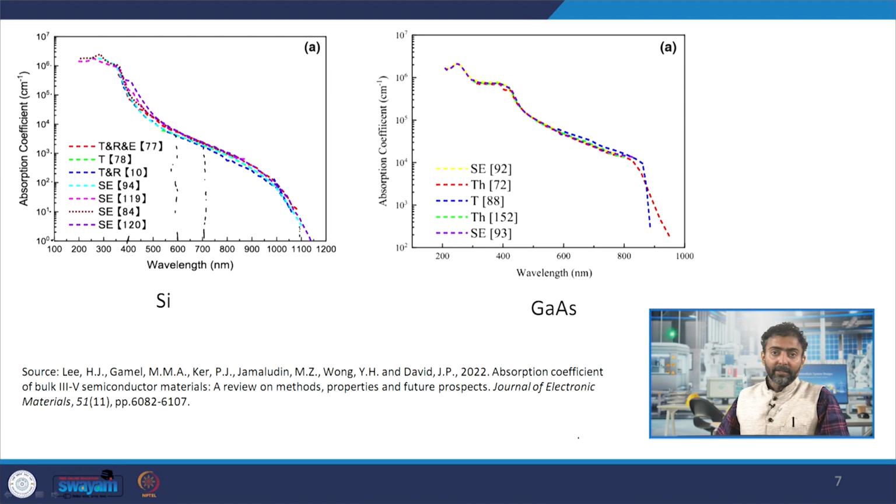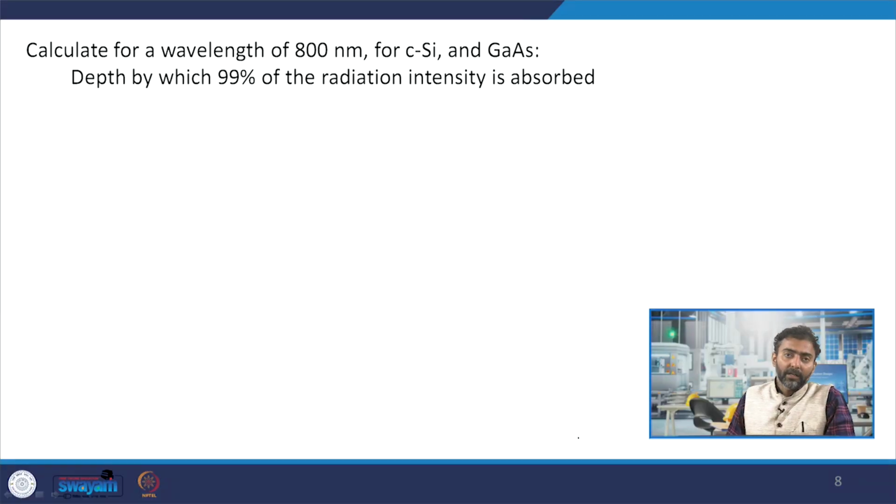Before we end today's class, let us quickly do one more set of numericals, because we talked about these different wavelengths. Let us look at another value of wavelength. Suppose I want to calculate, for a wavelength of 800 nanometer, for these two materials, crystalline silicon and gallium arsenide, the depth by which 99% of the radiation intensity is absorbed. Again, let us do a similar calculation here. Now, we need to read the values from the graph.